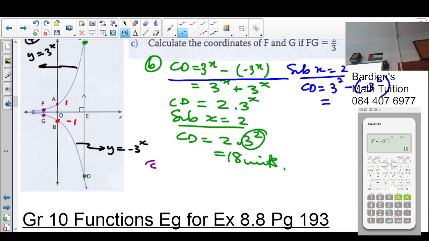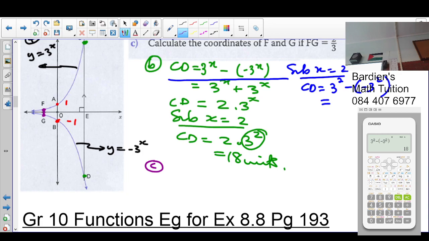So people, for FG, what do you know about FG? The distance between two graphs, not so? So it's going to be the top graph minus the bottom graph. What's the equation of the top graph? Y is equal to 3 to the x. What's the equation of the graph at the bottom?